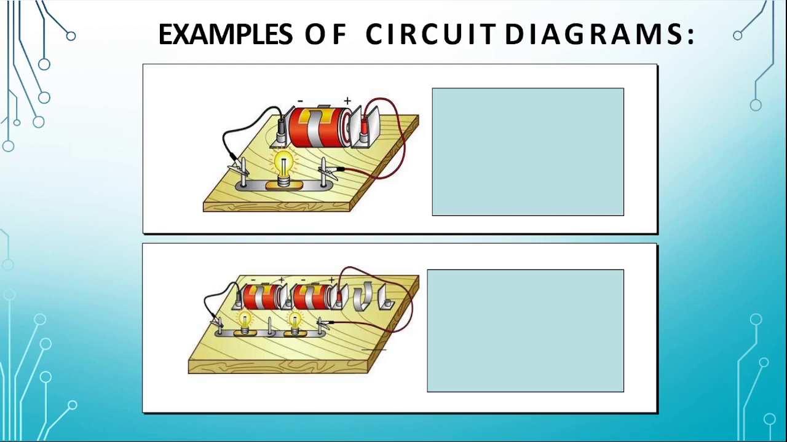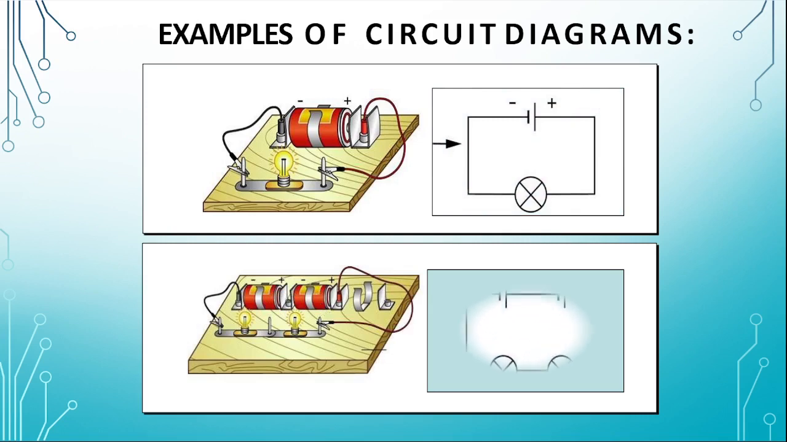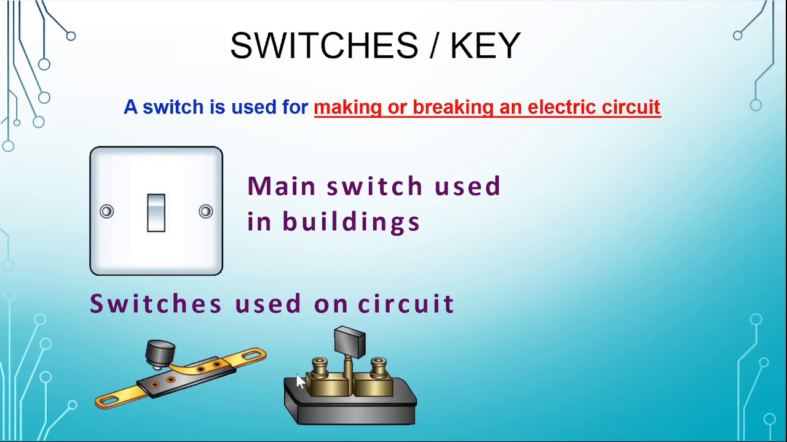Let's take a look at the circuit diagrams for the open circuit and a closed circuit. For the open circuit, and a circuit in which there are 2 batteries arranged in series. So this is how one would look. And here you can see that there are 2 cells arranged in series as well as 2 light bulbs arranged in series.